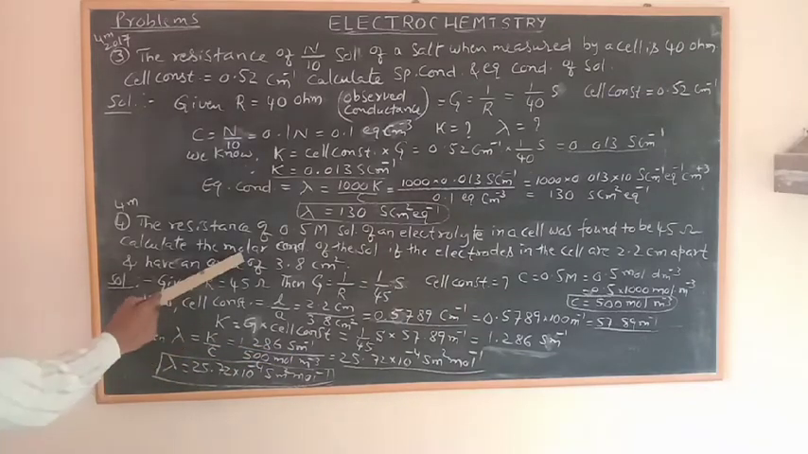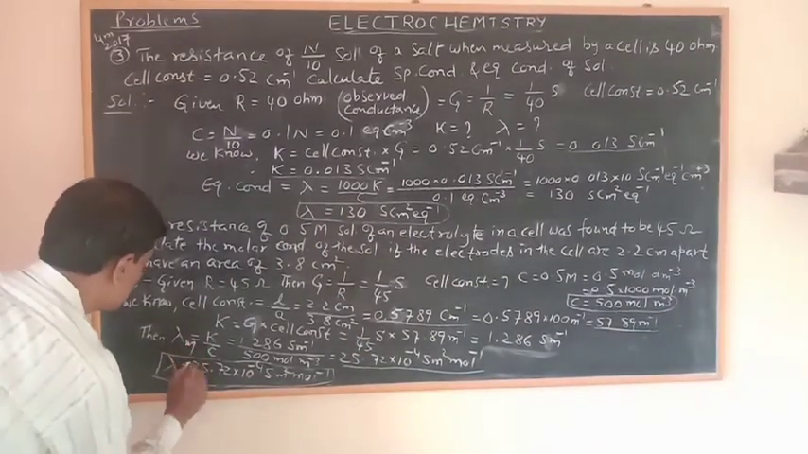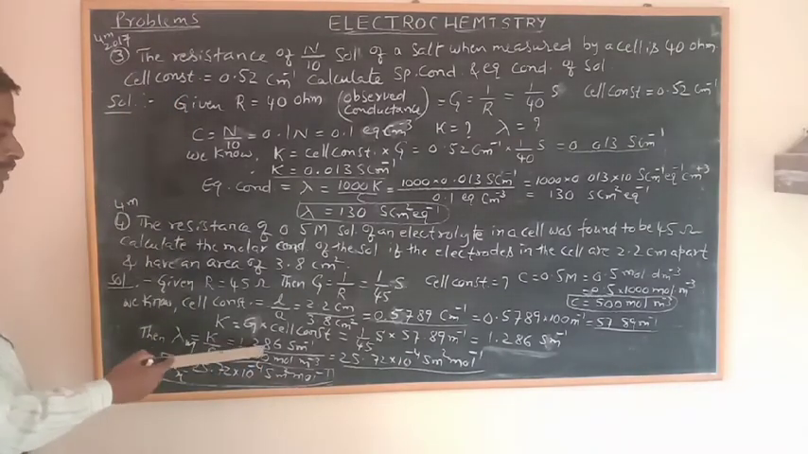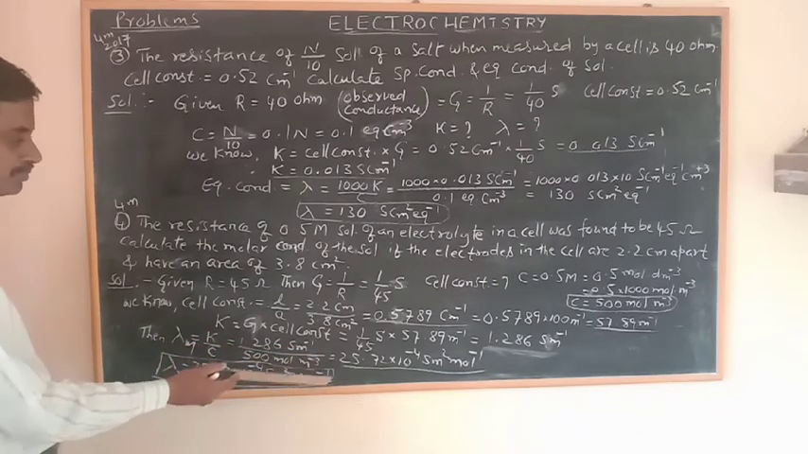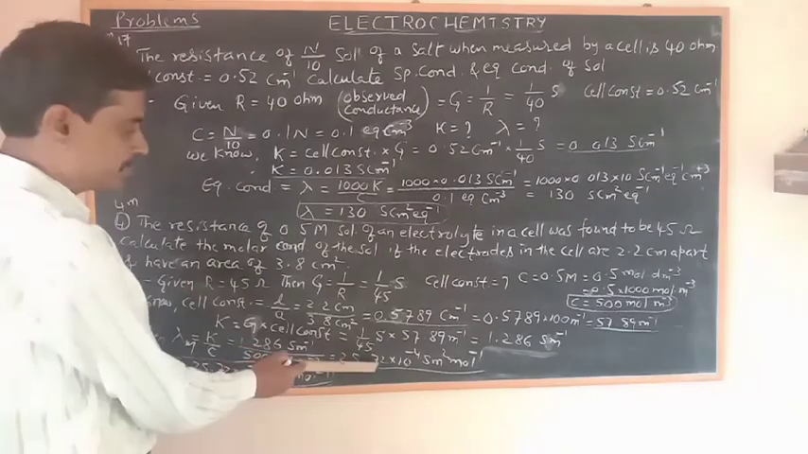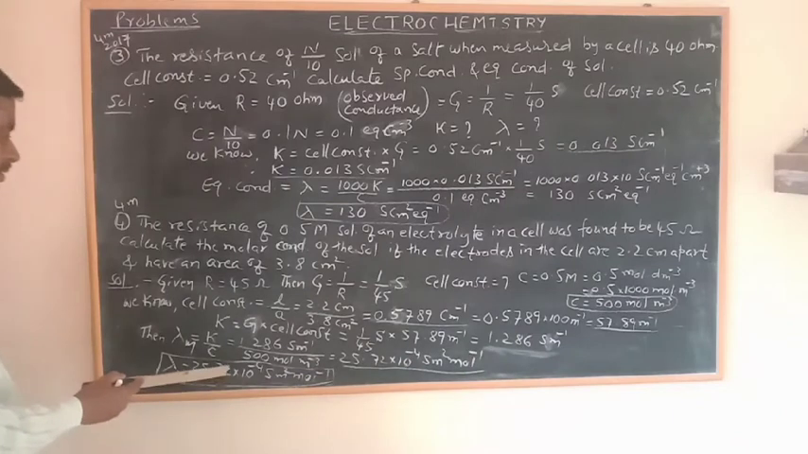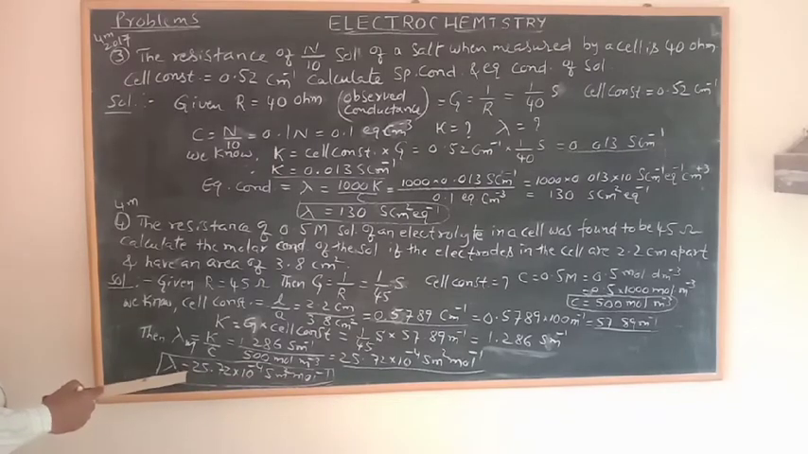We have to calculate molar conductance lambda m in this case. Kappa divided by C: 1.286 Siemens per meter divided by 500 mole per meter cube. After simplification you get 25.7 into 10 power minus 4 Siemens meter square per mole. So in terms of molar conductance it is found to be 25.72 into 10 power minus 4 Siemens m square per mole. This is the value for the molar conductance of the solution.